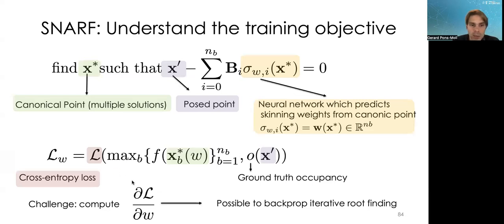And the challenge here will be to take the derivative of this loss, this cross entropy, with respect to these neural network parameters. And notice that x star is the solution of this system here, which is a nonlinear equation. And this is what is solved in the paper. If you want to get to the details, you can see how they backpropagate through the root finding algorithm.